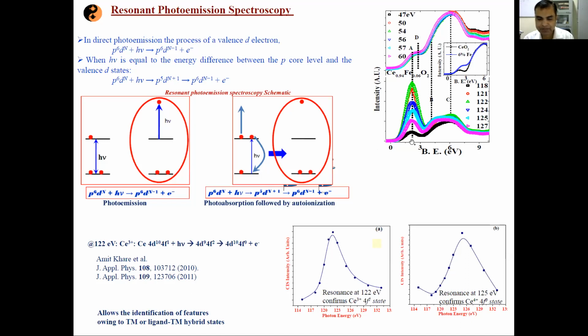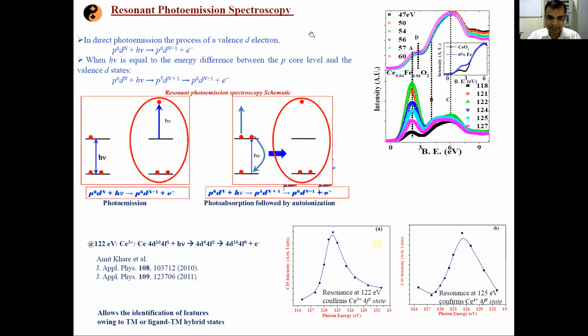Okay, so you have different features coming in this valence band spectra, but you really do not know what the origin of these individual features is, whether it arises because of the oxygen, or because of the cerium 3+, or because of the cerium 4+. To really understand that, what we did was vary the incident photon energy and record their valence band spectra.